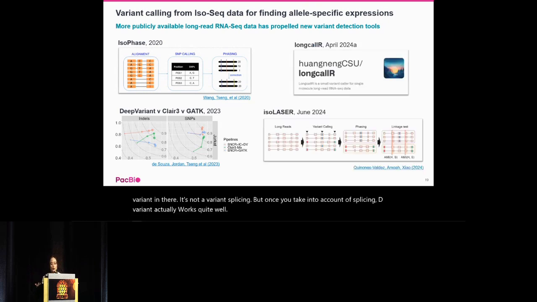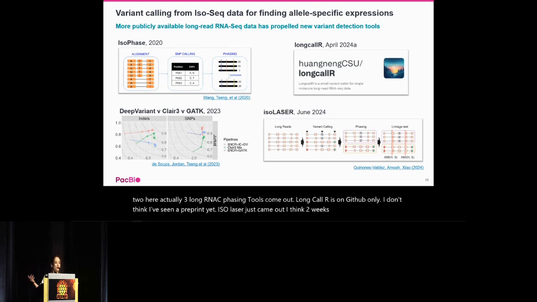Now, fast forward to 2024, just within the last 3 months, I've seen 3 long-read RNA-seq phasing tools come out, I named only 2 here, actually. LongCallR is on GitHub only. I don't think I've seen a preprint yet. IsoLaser just came out, I think, 2 weeks ago.